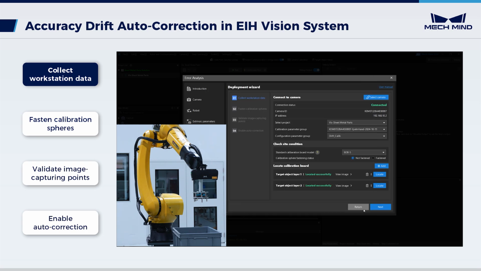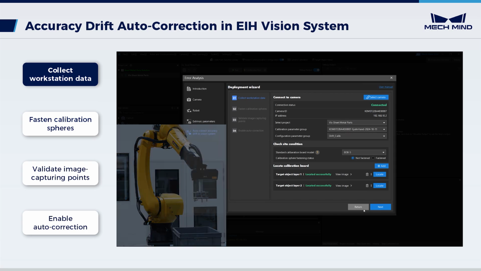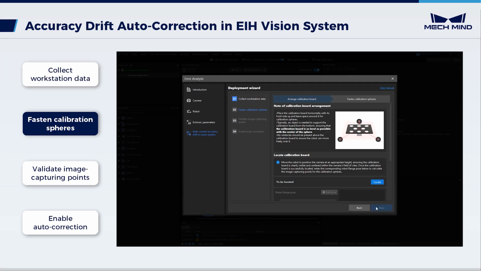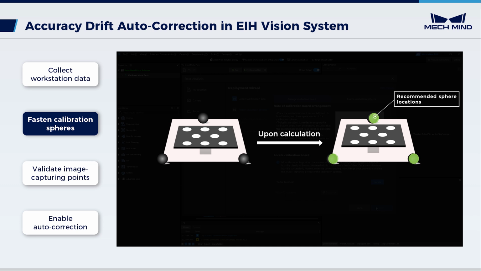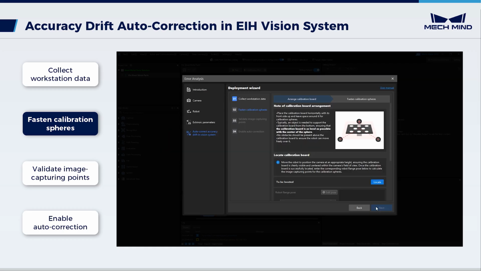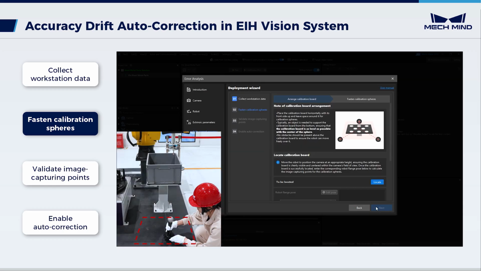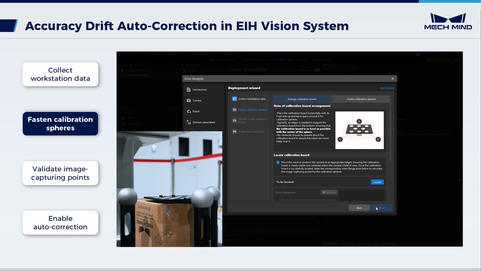After locating the calibration board on object layers, begin to fasten the spheres. Based on the sphere placement and the calibration board location, this step obtains necessary information to calculate the recommended locations for fastening the spheres. The specific operations are as follows. Pre-place the spheres in the space for fastening them at the workstation. Subsequently, place the calibration board.